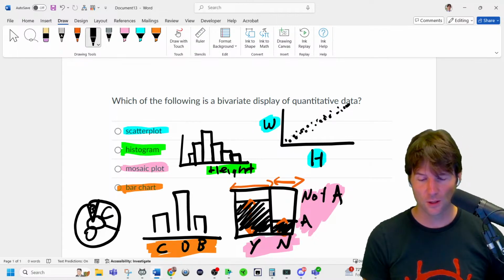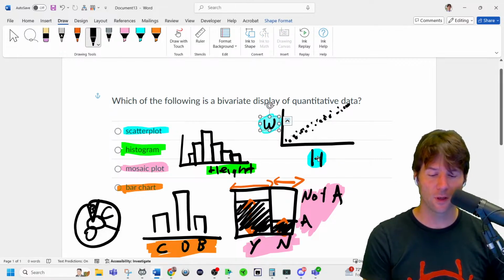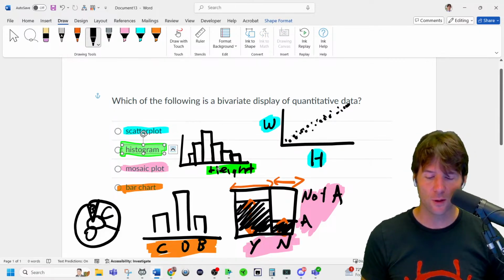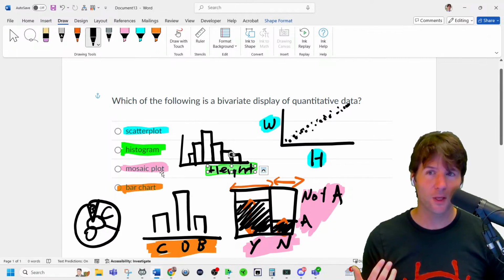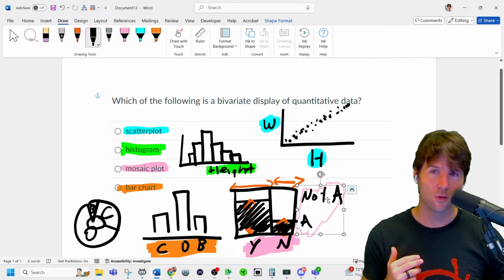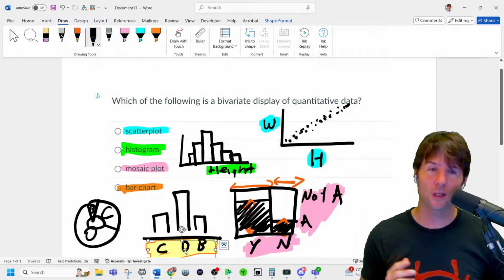So a really good question here also, just practicing what are the different types of charts. Scatter plots are bivariate quantitative, height and weight being displayed there, two quantitative variables. Histograms are univariate quantitative, that is just height being displayed. Mosaic plots are bivariate categorical, as in, did you make an A or not, and did you attend the Kahoot? And bar charts are univariate categorical.